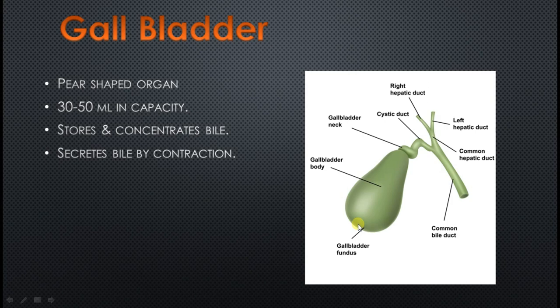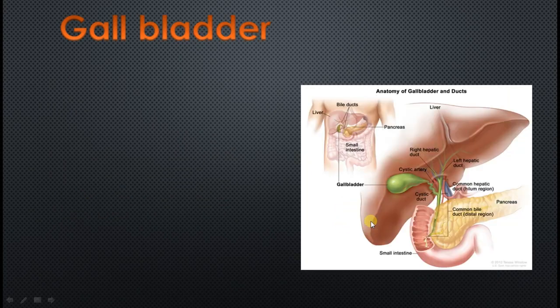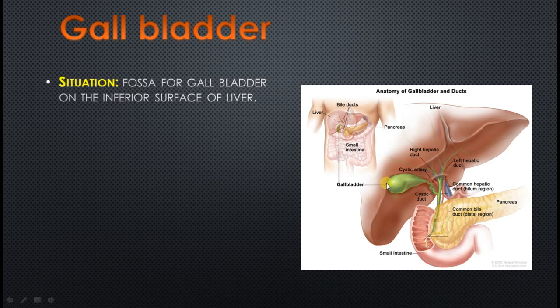The duodenum secretes cholecystokinin. This cholecystokinin stimulates the gallbladder to release the stored bile, and naturally it releases the bile in the form of rhythmic contractions. So cholecystokinin is secreted by the duodenum when fatty food enters it. If you look at the parts of the gallbladder, the most expanded or distended part is called the fundus. Then you have a body and finally you have a neck.